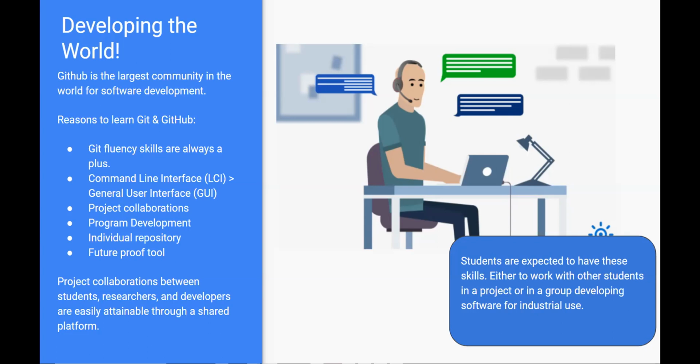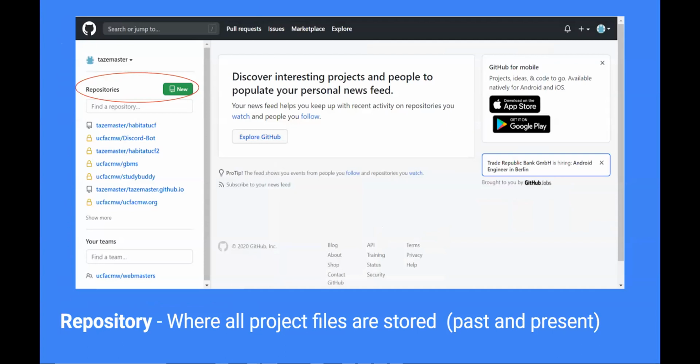And finally, this is a future-proof tool. Although it is not perfect by design, GitHub is the most popular way that industries have adopted to develop their software, and that's the reason why it has become so standardized. This is just a little snapshot of how to make a repository, but we will get to this later.